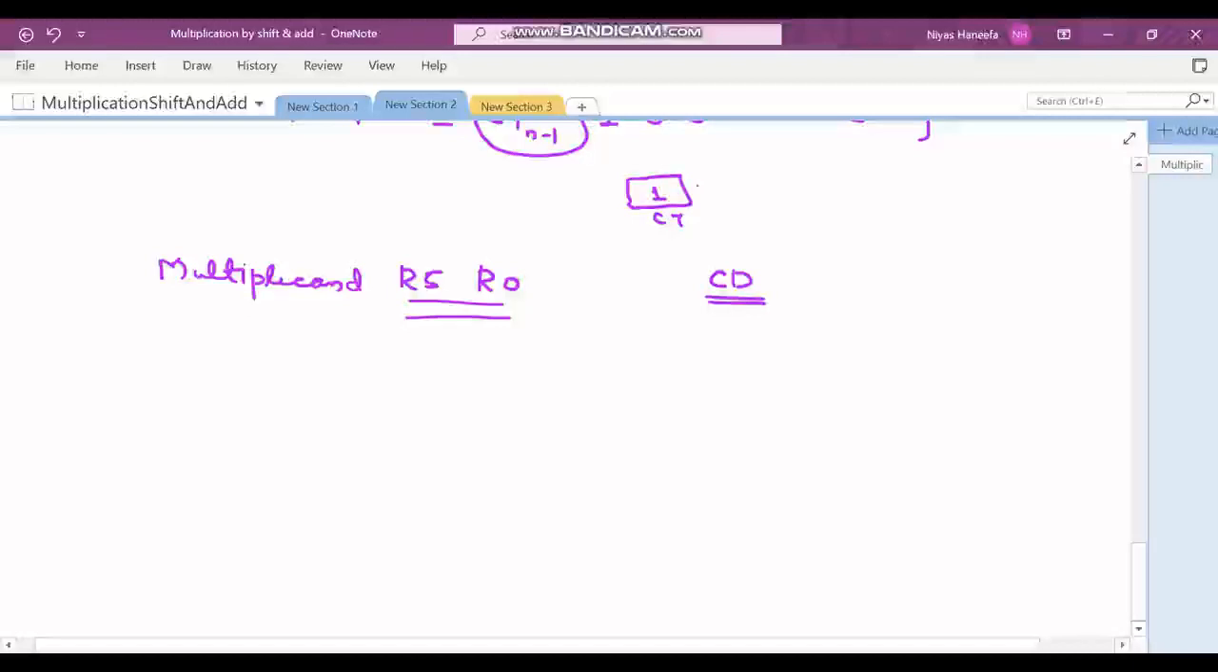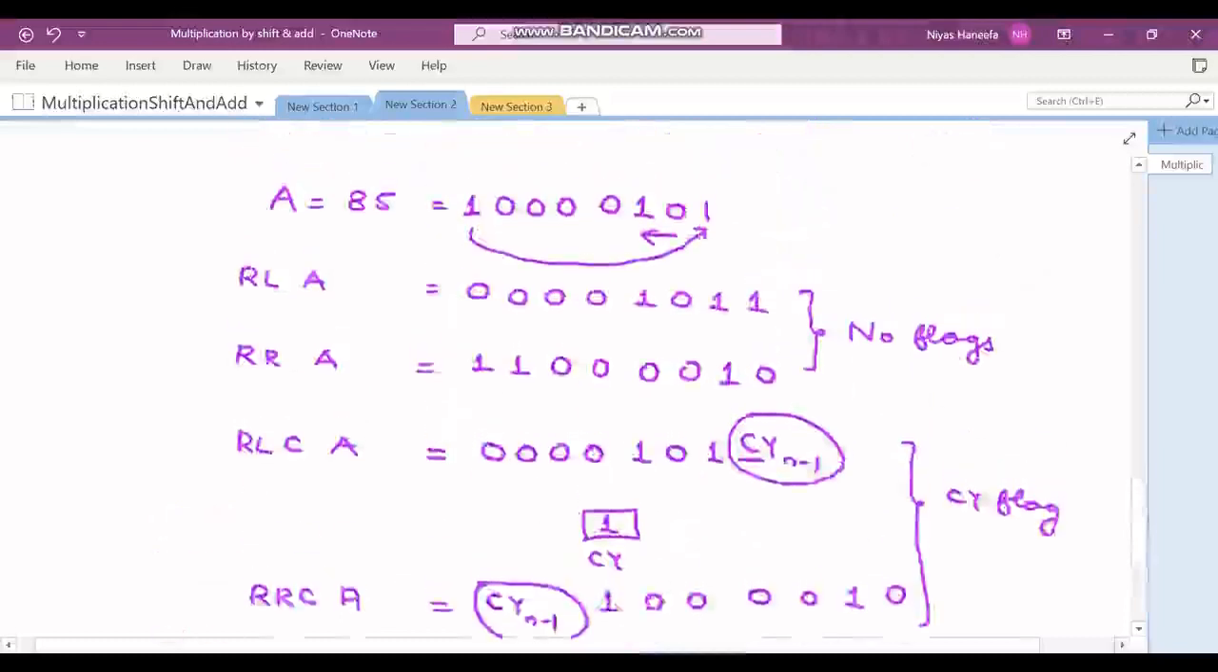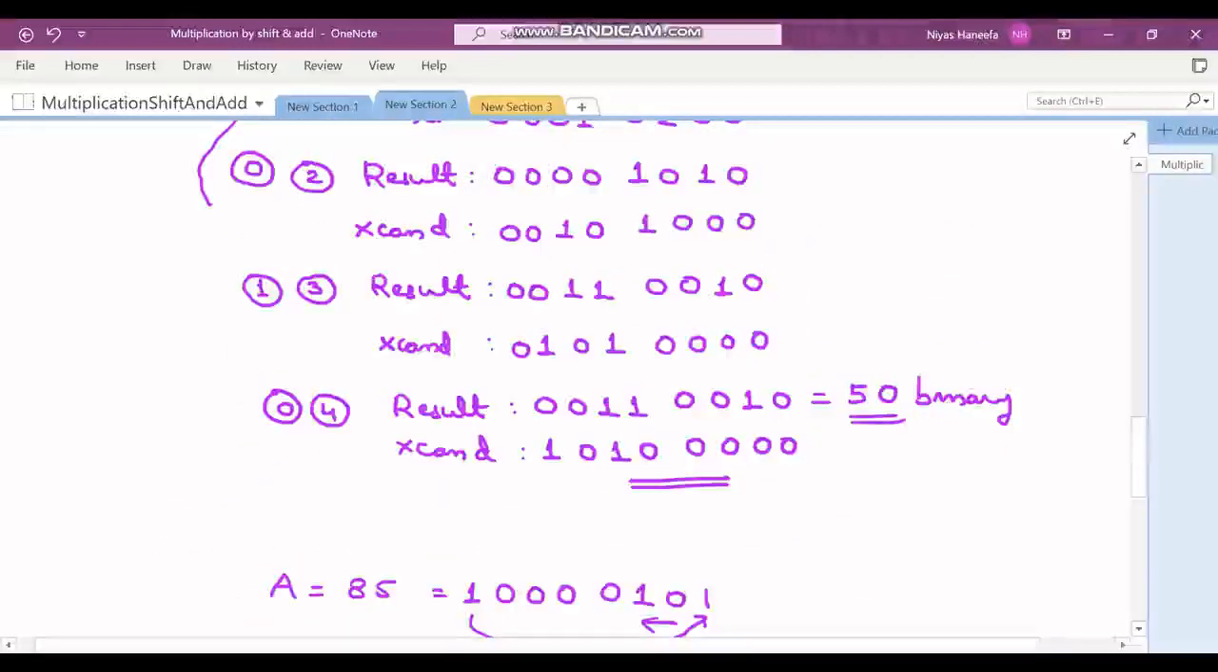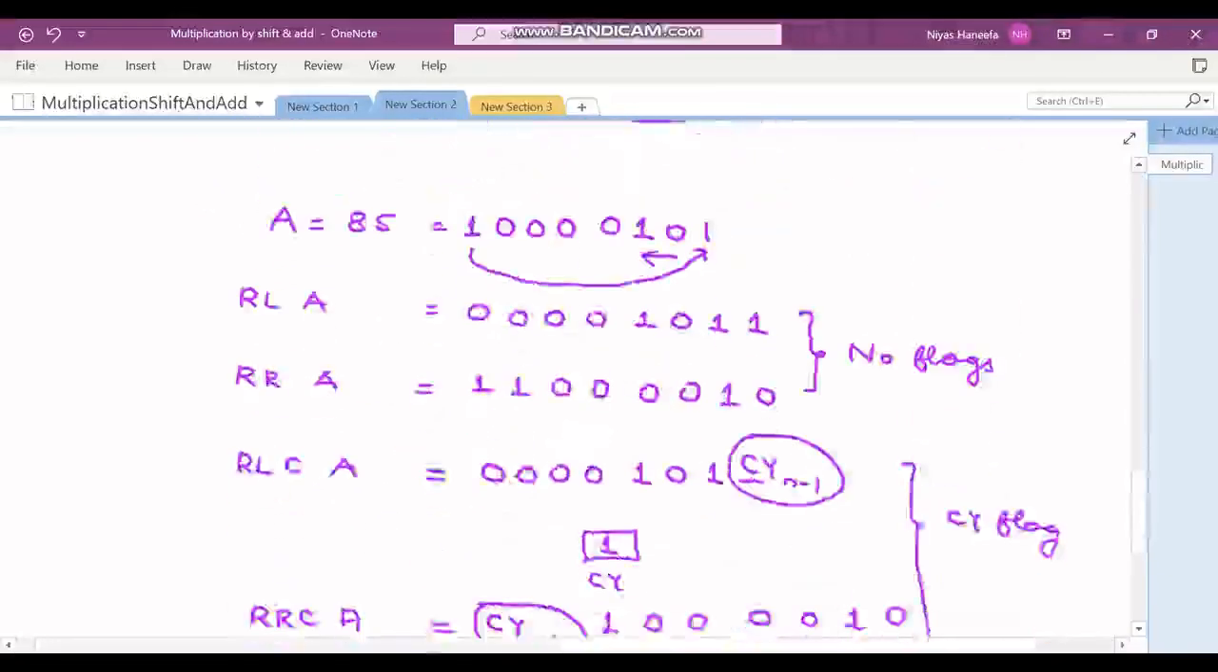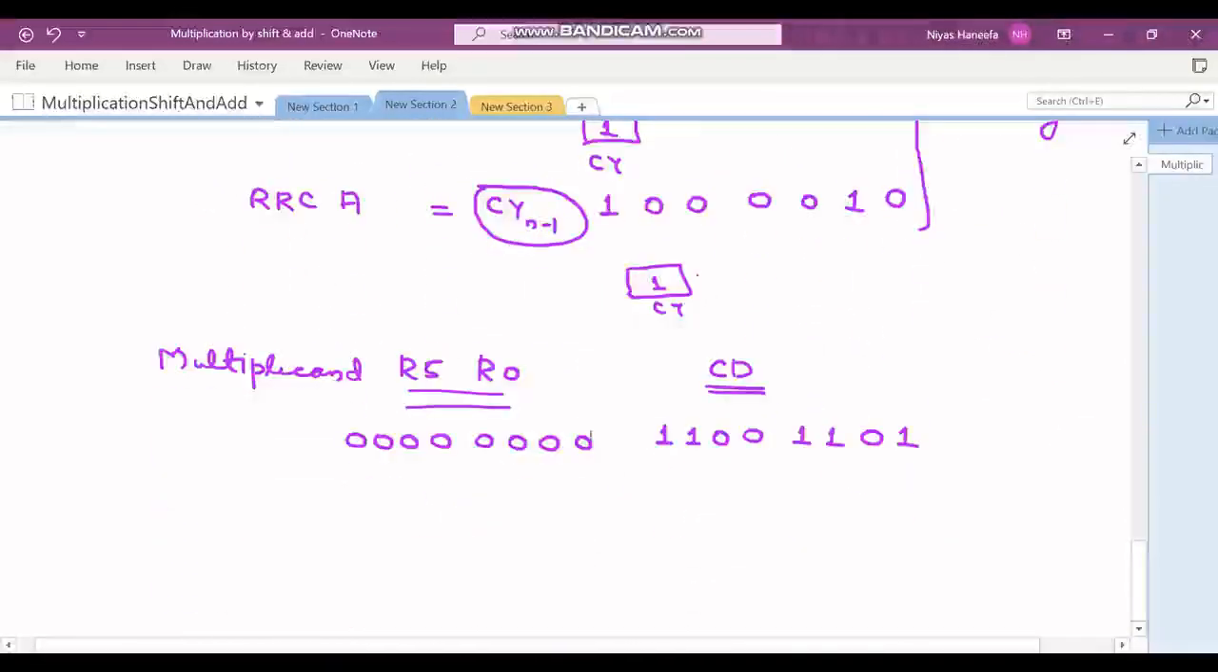CD was the initial multiplicand. So this CD corresponds to 1100, 1101. And what is the higher byte of the multiplicand initially? 00000000. This was the higher byte. But based on our logic, after performing the operation, the original multiplicand will come to the higher byte, and the lower position will be filled with zeros. That is what we saw, one bit at a time.